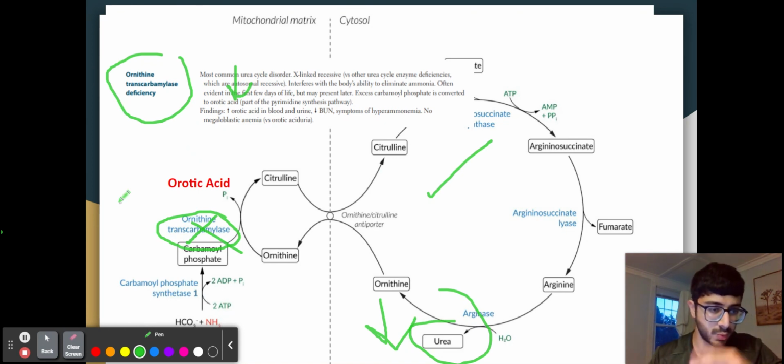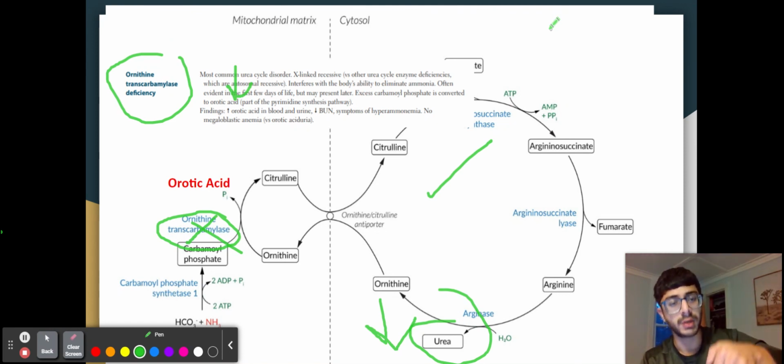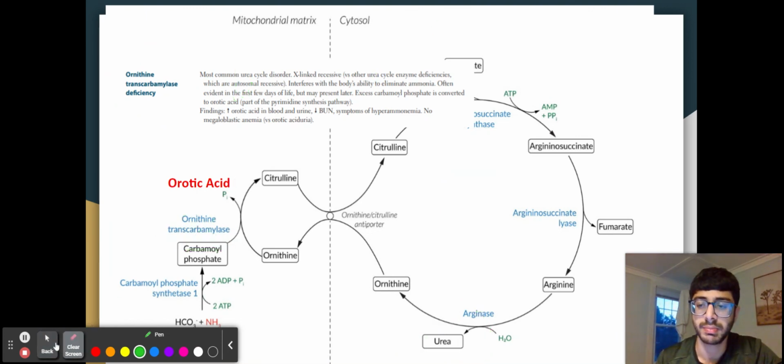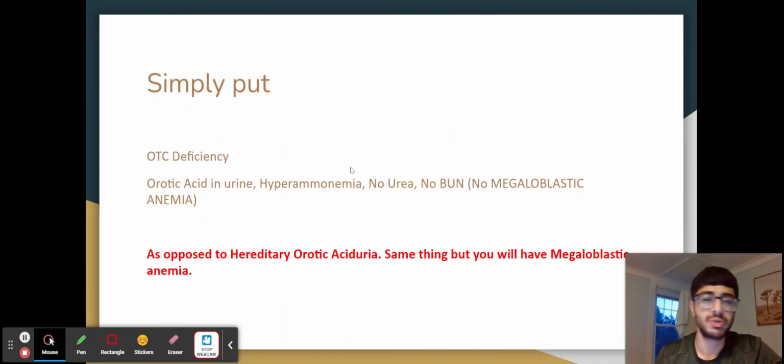There are two instances where you have high orotic acid: ornithine transcarbamylase deficiency and orotic aciduria. In orotic aciduria, you're going to have the exact same thing that I just said, but you will have megaloblastic anemia, and in OTC deficiency you won't have megaloblastic anemia. That's the point I was trying to make. I messed it up, but it's okay. You can pause this and look at this. This is what I was trying to explain, but I didn't explain it very well.